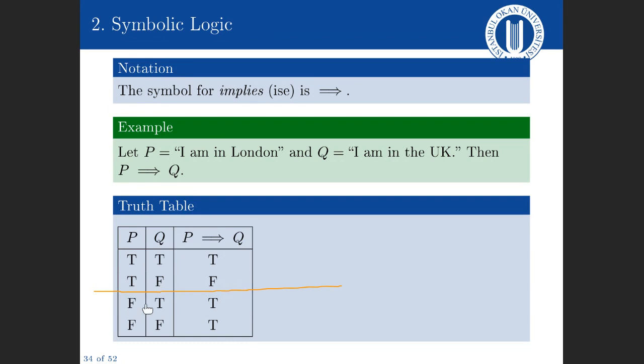Go down to the bottom two. If P is true, we can stop right there. P is not true, so we don't need the rest of the statement. It's still true because P is false. P implies Q is only applicable if P is true. If P is false, then it doesn't matter what Q is. It doesn't matter if Q is true or Q is false.